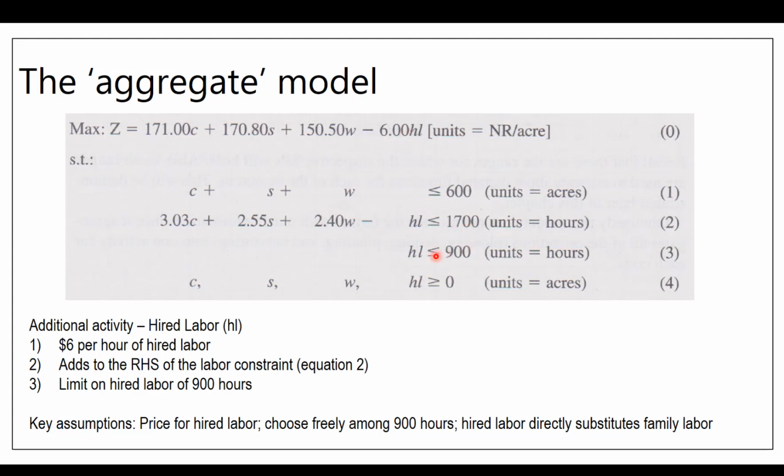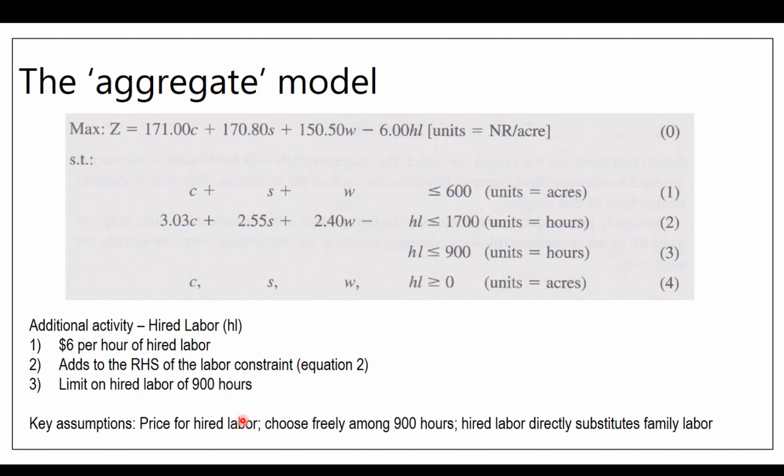We can't hire labor indefinitely, so there are 900 hours of hired labor available, and we can deal with that with a separate constraint that just says that variable can never go above a level of 900. And then of course down here we have our non-negativity constraints, which I don't know why they say those units are acres. They are both acres and hours.